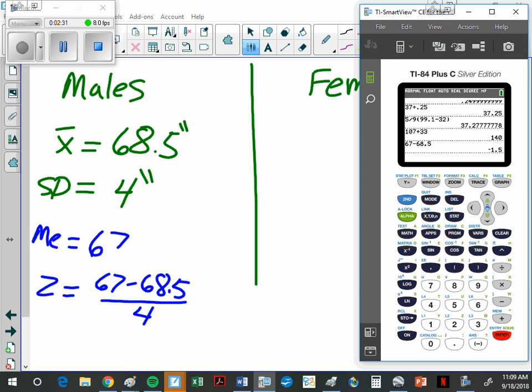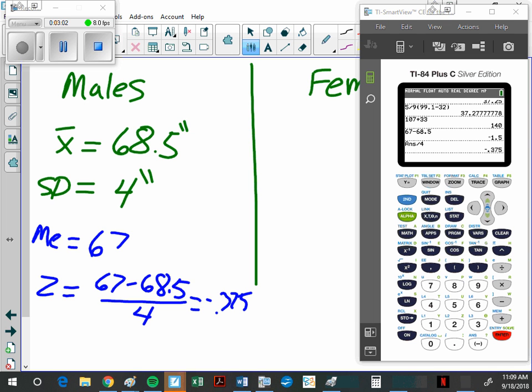What does that mean? I'm an inch and a half shorter than average. And I made up the average, so who knows what it's going to be. And then I divide that by 4, and I get negative 0.375. What does that tell me? I'm 3/8 of an SD less than average, and that is actually my z-score, negative 0.375.